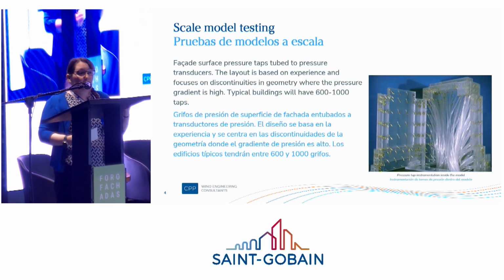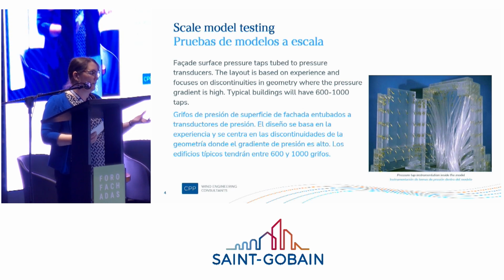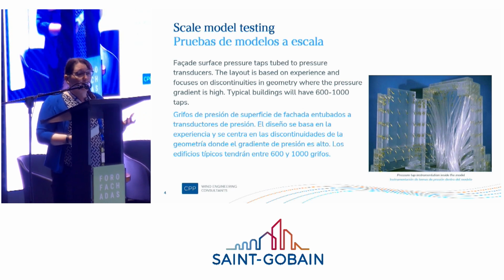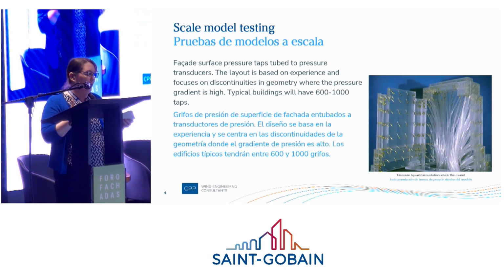So we use pressure taps, pressure measurement points, distributed across the building to measure the local pressures, and then we'll incorporate that with the wind climate as well. Typically, we're using anywhere between 600 and 1,000 taps for a building.